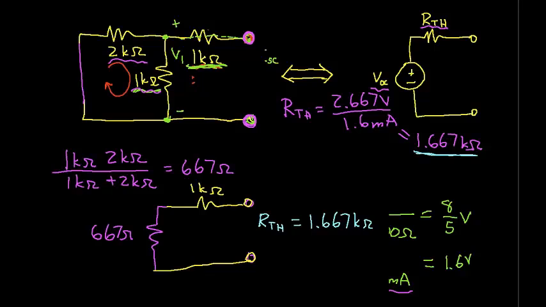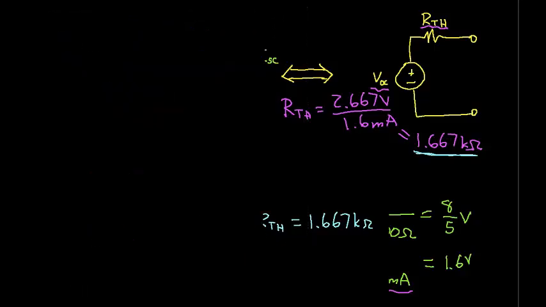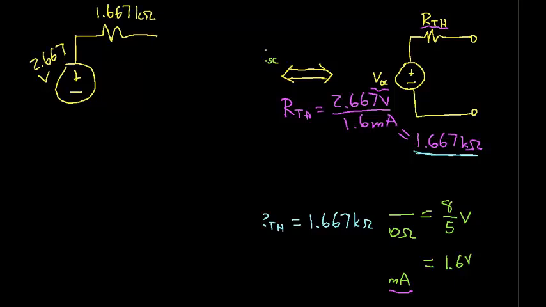The idea, again, is that I could take my original circuit and I can replace it now by, well, in fact, let's tidy up to summarize. I can replace it by a single source, which is 2.667 volts. This is my open circuit voltage, and a single resistor, which is 1.667 k ohms. And this is electrically equivalent to my original network.